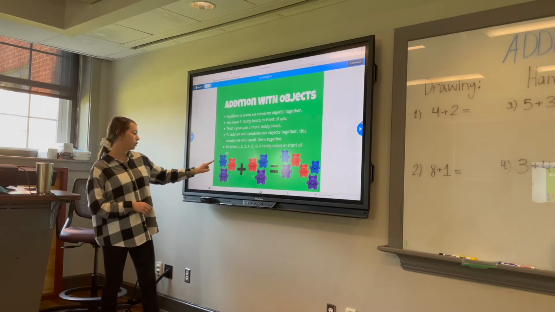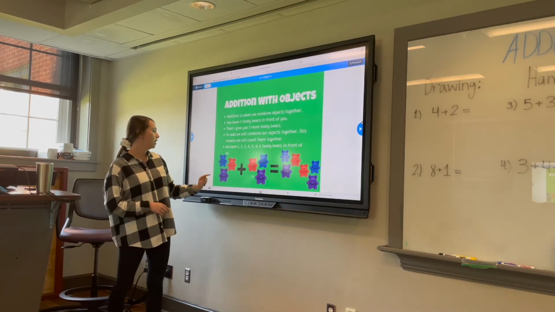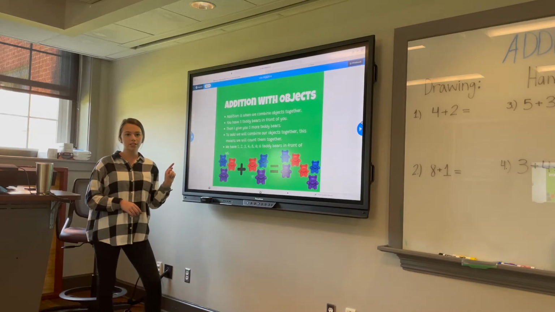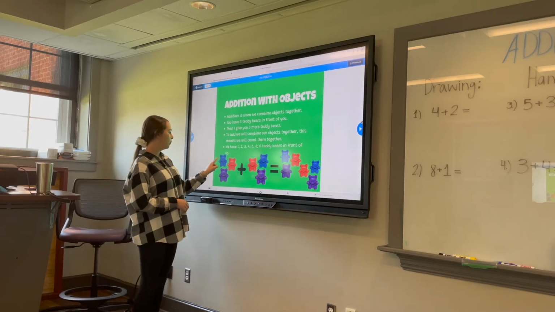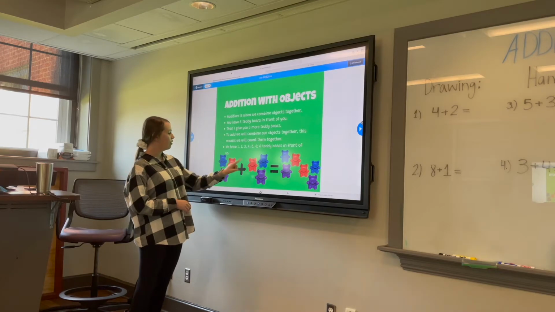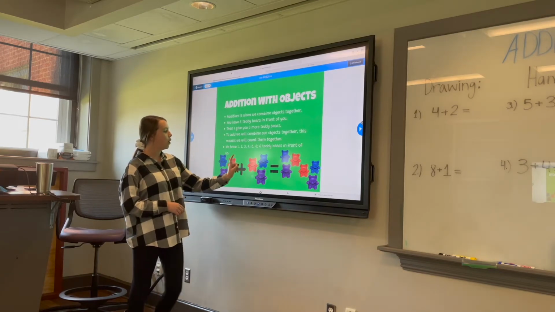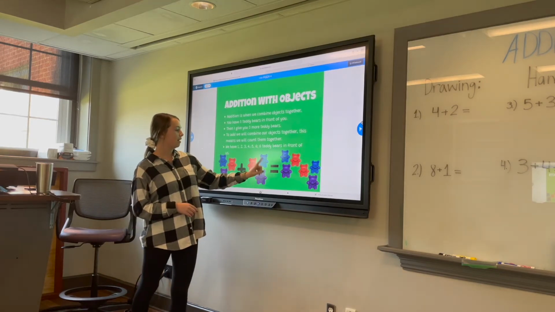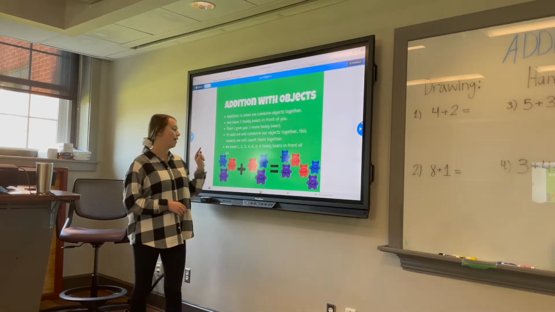So we have our first 3 teddy bears, 1, 2, 3, and we're going to add 3 more. This means that we will count them all together: 1, 2, 3, 4, 5, 6. We put an equal sign at the end, and we have 6 teddy bears when we add 3 plus 3.